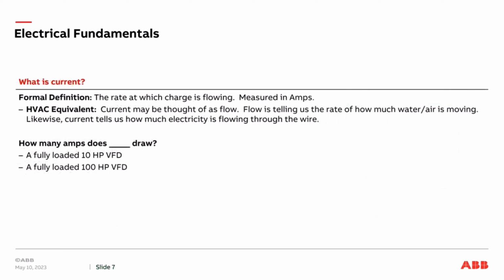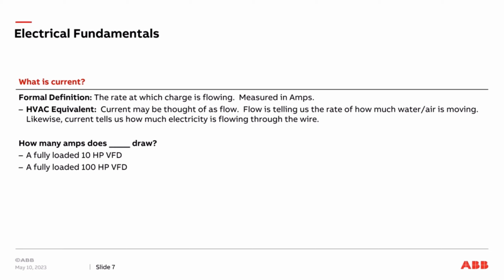What is current? The formal definition of current is the rate at which charge is flowing. It's measured in amps. The HVAC equivalent is that current may be taught as flow. Flow is telling us the rate and how much water or air is moving. Likewise, the current tells us how much electricity is flowing. So how many amps does the device draw?